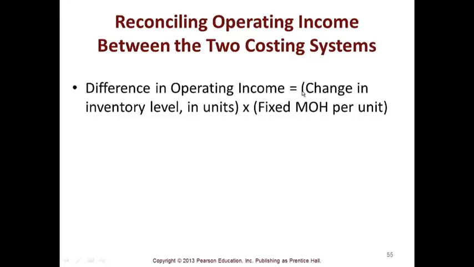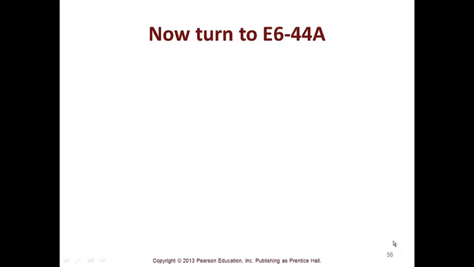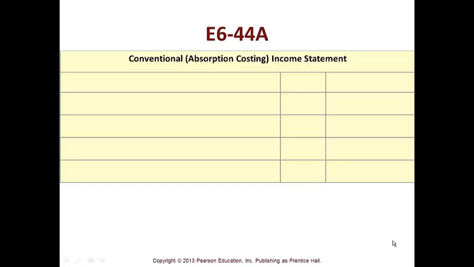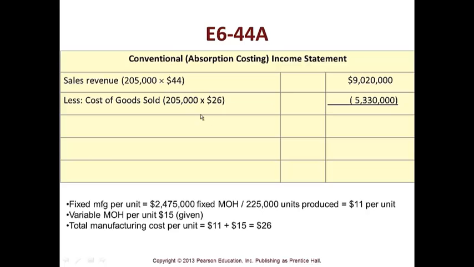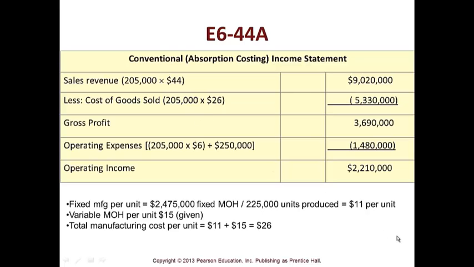So the difference in operating income could be the change in the inventory level in units times the fixed manufacturing overhead per unit. So let's look at E6-44A. Here's your conventional absorption costing income statement, and all the data is in the chapter. So I'm just going to plop this up here so you can see what it looks like. Typical income statement, the sales revenue, the units times the sales revenue per unit given in the chapter, the cost of goods sold, this was given in the chapter, is your gross profit, add the operating expenses in, and they provide the $6, which is the sales commission, and you get operating income.